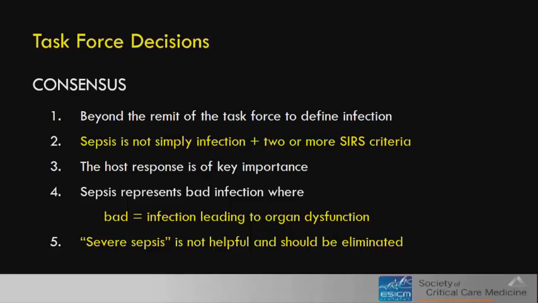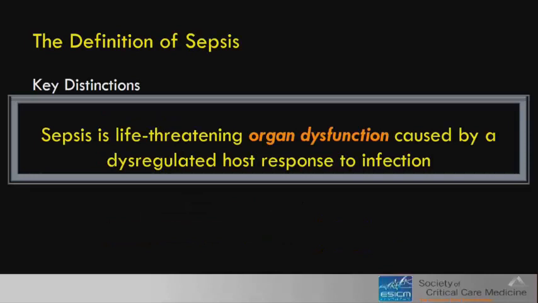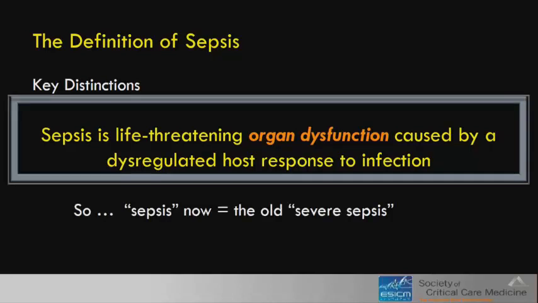You have to have organ dysfunction. We decided that that was the defining characteristic of sepsis. You had to have infection and you had to have organ dysfunction. And the concept of severe sepsis seemed unnecessary. So sepsis is a situation where you've got infection and there is a life-threatening organ dysfunction which is caused by, at least in part, together with the infection itself, by a dysregulated host response to infection.